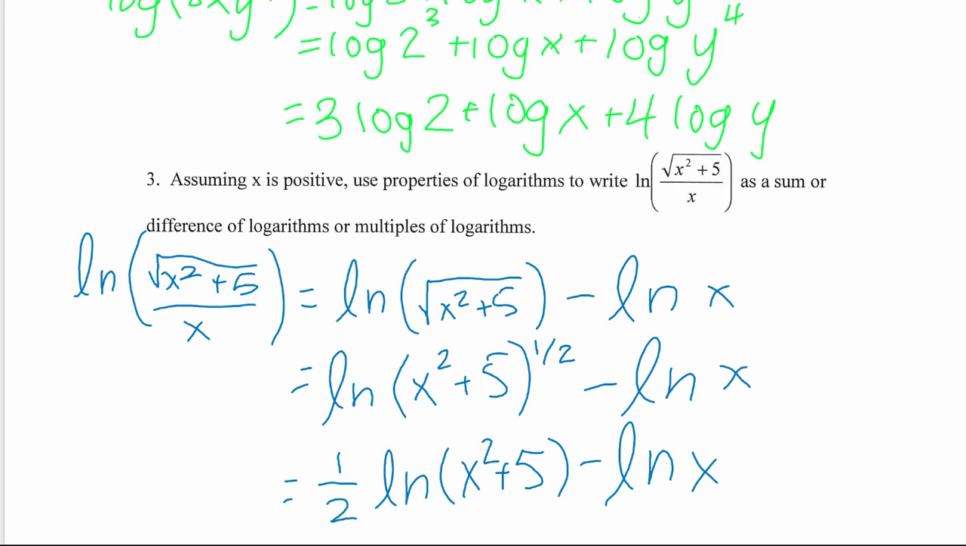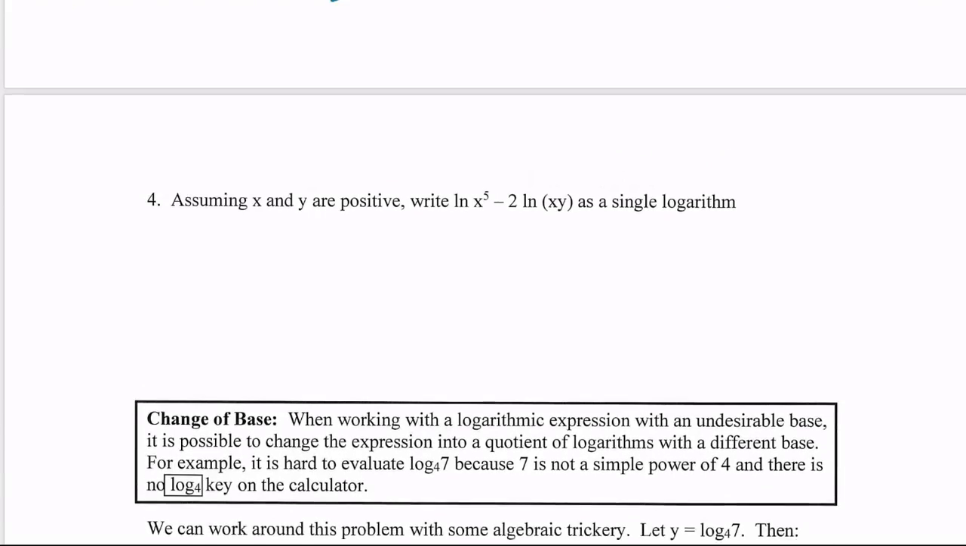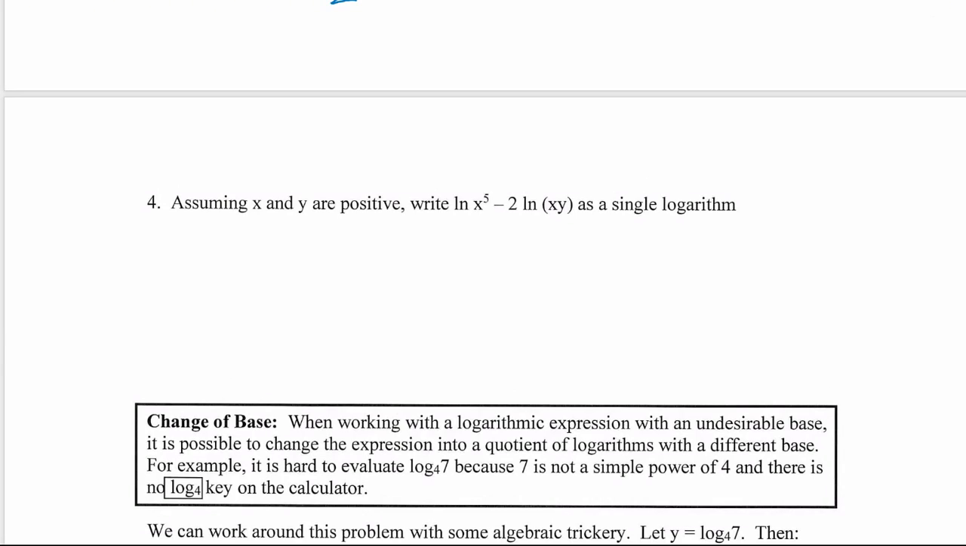So when you're asked to rewrite this as sums or differences or multiples of logarithms, this is what it's asking you to do. Now let's look at some where it's actually asking you to move in the opposite direction. So giving you an expanded one and rewriting it into a single logarithm, which is like question number 4. And then we'll be done listening to me for the day.